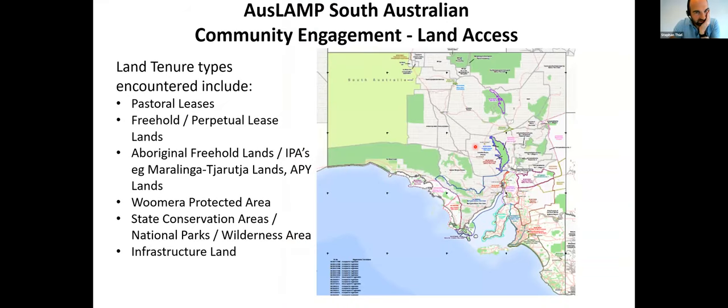I just want to talk a little bit about community engagement and land access. It's a big challenge perhaps in Australia in some ways, because a lot of the land belongs to different people. These are traditional owners, so Aboriginal freehold lands, for example, here in South Australia. I just show that as an example. There are large areas that are under their claim or belong to them. And also, besides the freehold, there are national parks.